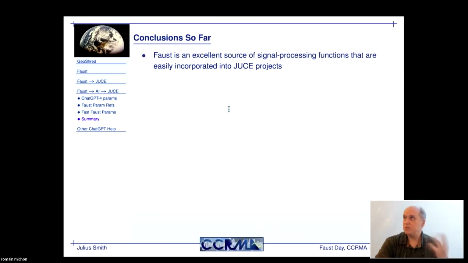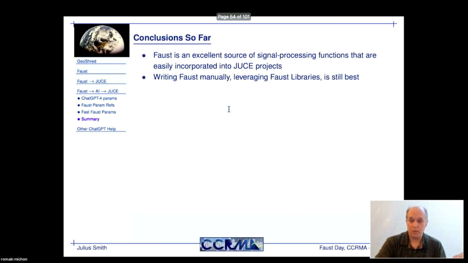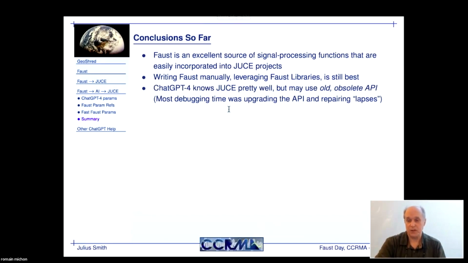So to summarize what I've been talking about so far, I have found that Faust is an excellent source of signal processing functions, and they're easy to incorporate into JUCE projects. Faust is still best written manually, and you want to leverage the Faust libraries as much as possible, because that stuff's been tested, and it goes a lot faster. In fact, GPT does its best as a Faust author when it's using the libraries. I find that it writes very pretty code if it knows how to use the libraries to do it.